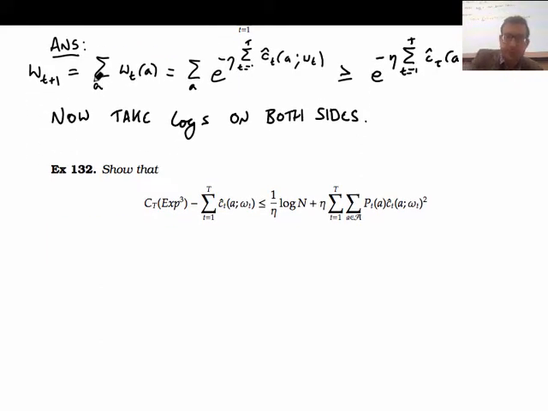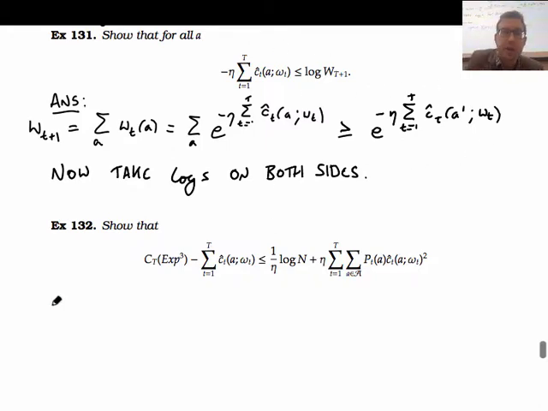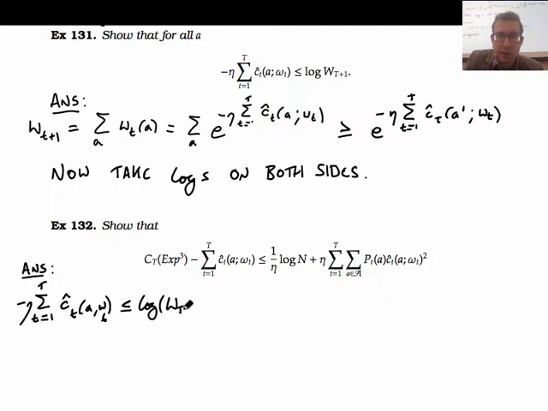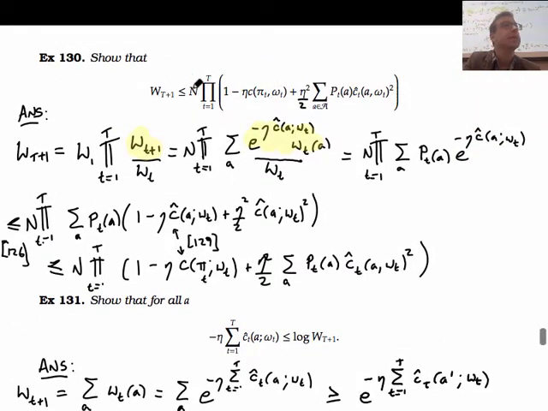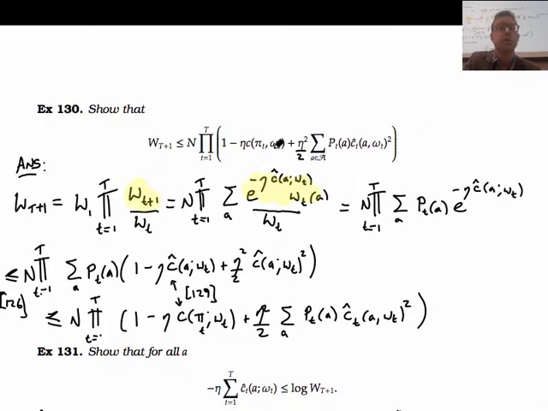So our lower bound here gives us that the sum of t equals 1 to T of c-hat_t(a(omega)), oh, I need an eta on here, apologies, is less than log of w_{t+1}. And I've got an upper bound on w_{t+1}, so I get an upper bound over here, taking logs. Let's just remember from the top, w_{t+1} is less than this product. So log of w_{t+1} is less than the log of this product.